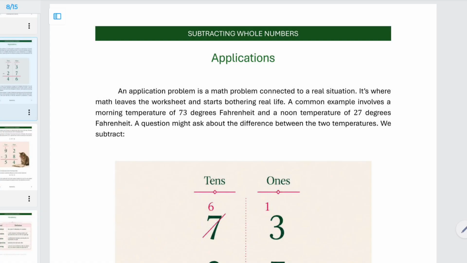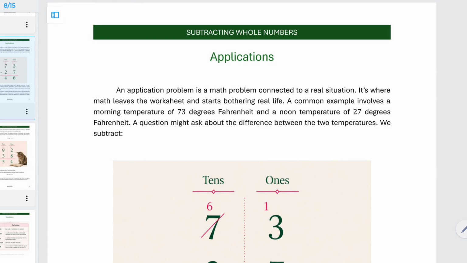Applications. An application problem is a math problem connected to a real situation. It's where math leaves the worksheets and starts bothering real life. A common example involves a morning temperature of 73 degrees Fahrenheit and a noon temperature of 27 degrees Fahrenheit. A question might ask about the difference between the two temperatures.